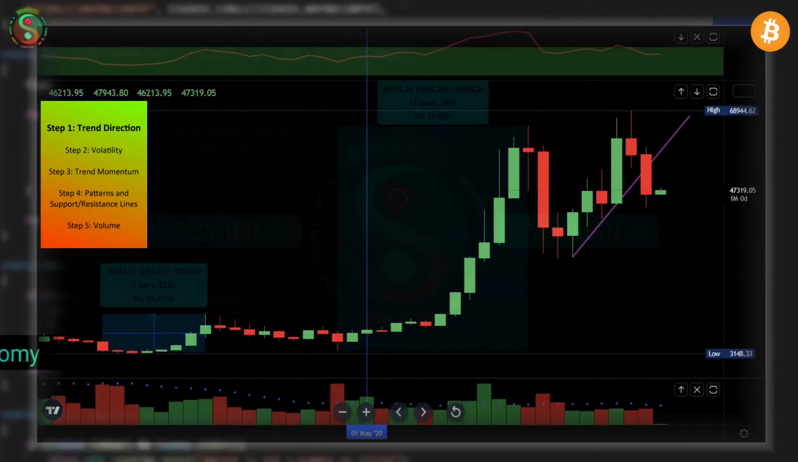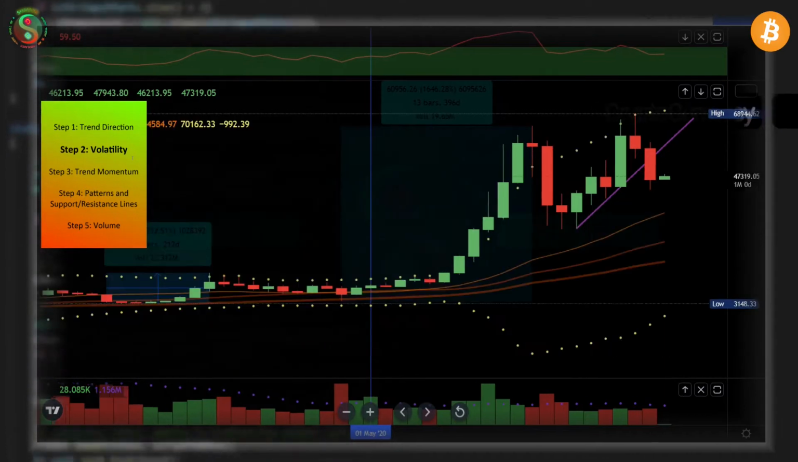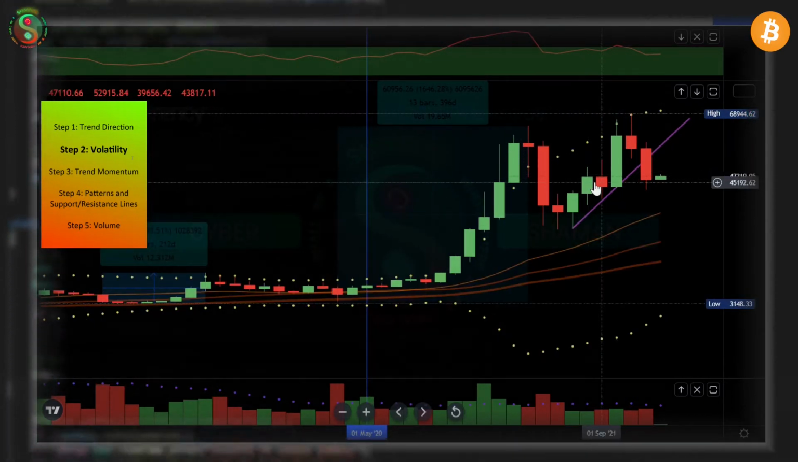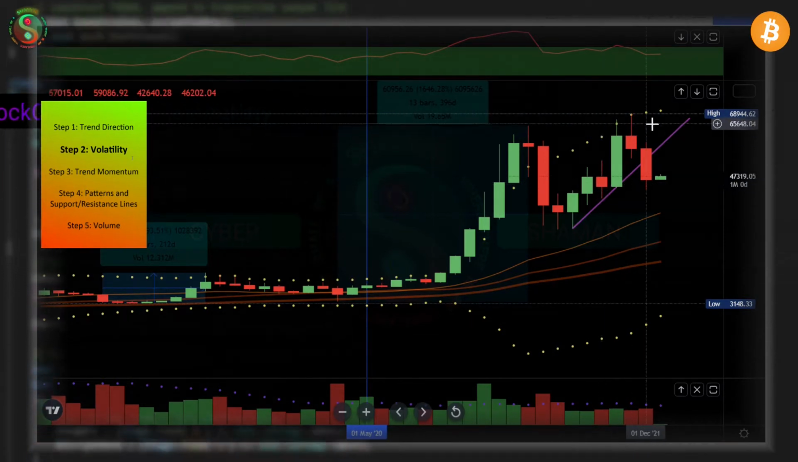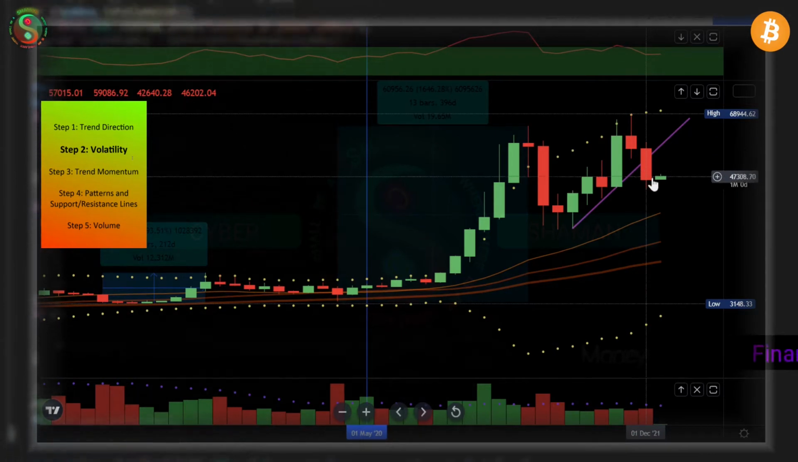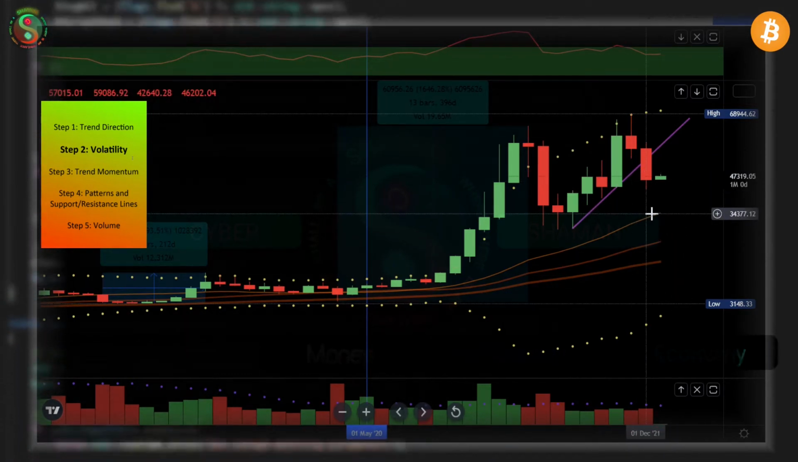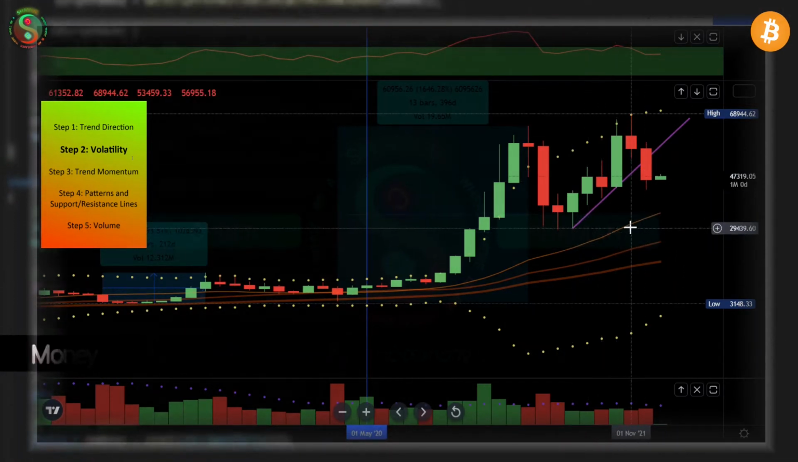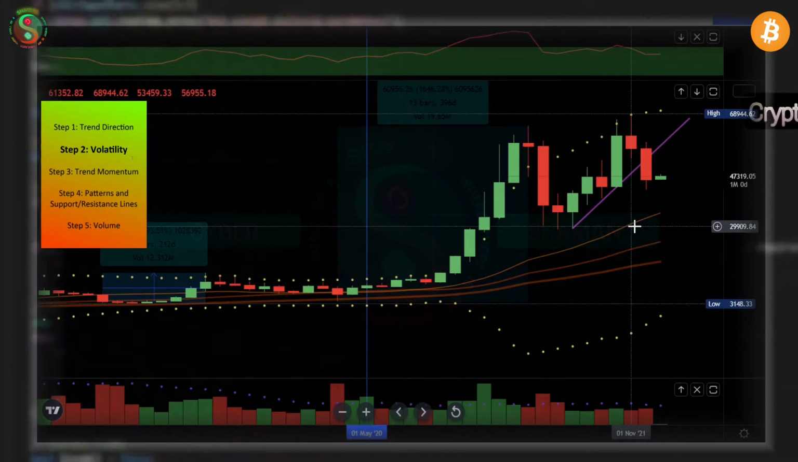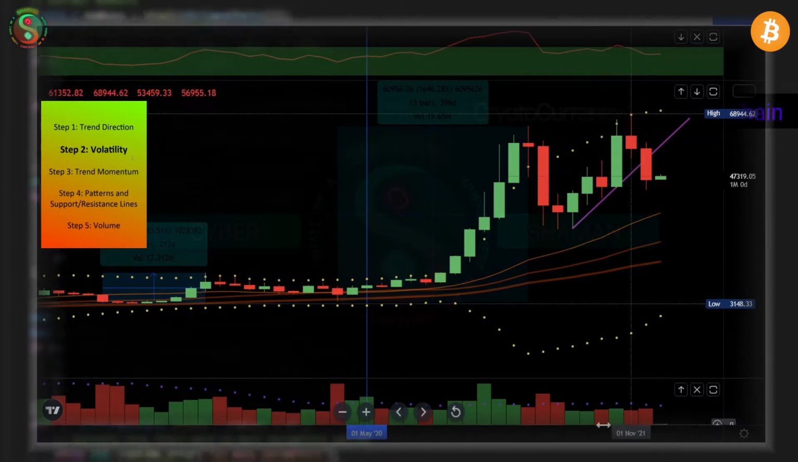Step 2 is volatility. To analyze the volatility, first we check the Bollinger Bands. The price was recently pushed down from the upper band but is higher than the midline, which is the narrowest moving average line here. This situation often indicates a sideways movement, especially when volume is not changing that much.